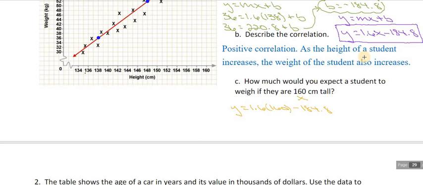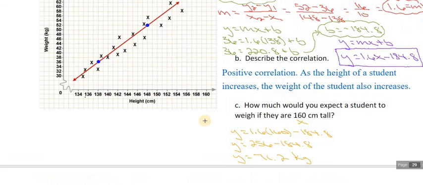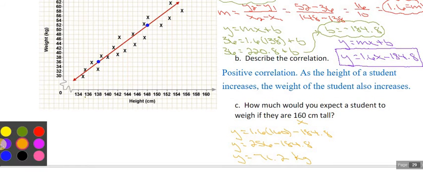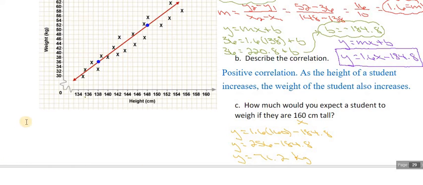So 1.6 times 160 is 256. So y equals 256 minus 184.8. And when we do that, we have y equals 71.2. And that's a y value, so that's going to be kilograms. But we should technically write a quick sentence. Okay, so a student who is 160 centimeters tall would weigh approximately 71.2 kilograms.